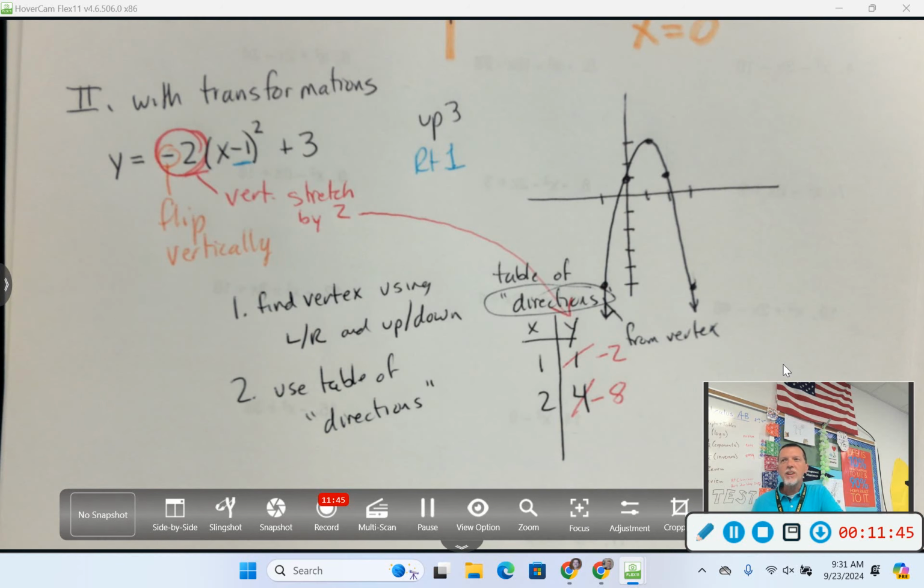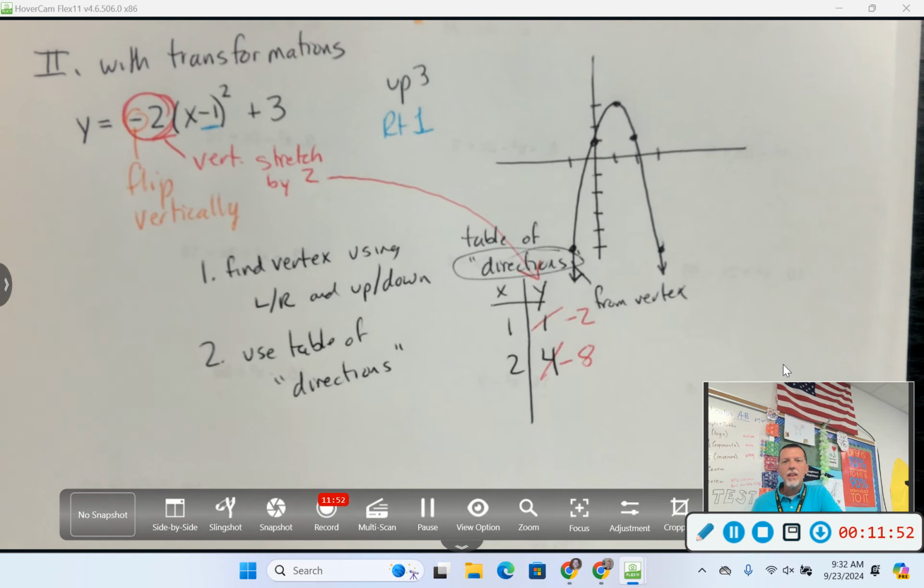Jacob, did you have a question there? Yes, I was curious if we need to be using that table as work on all of the versions that we do similar to.